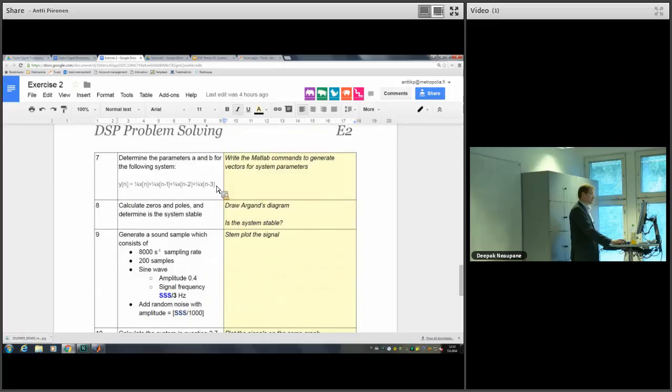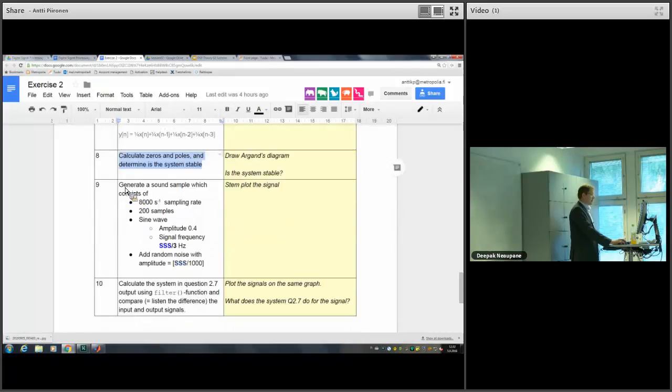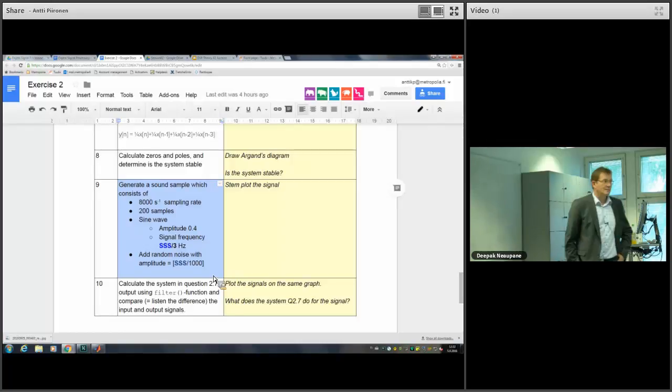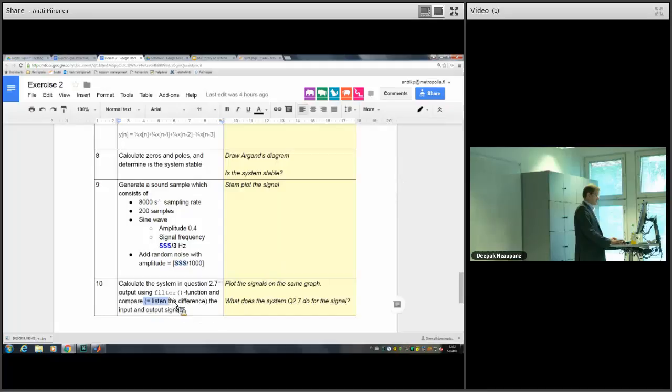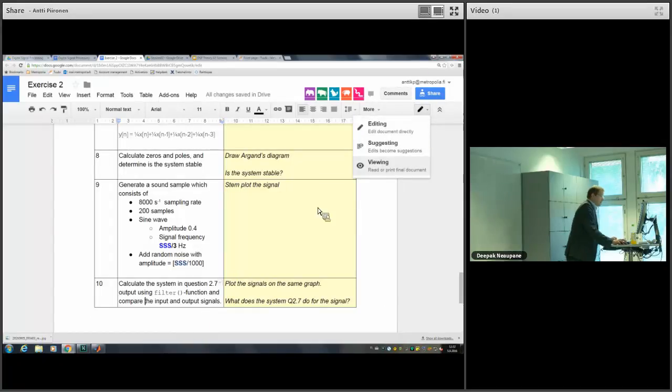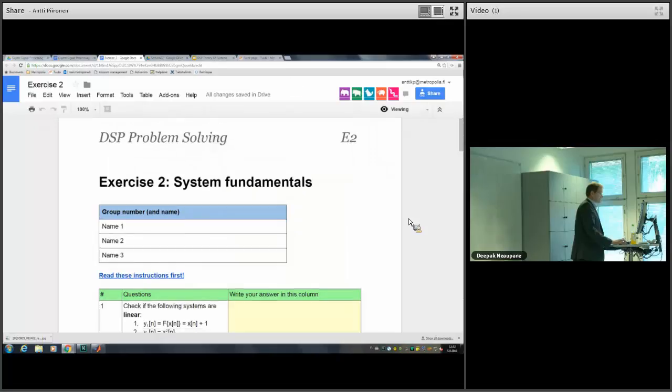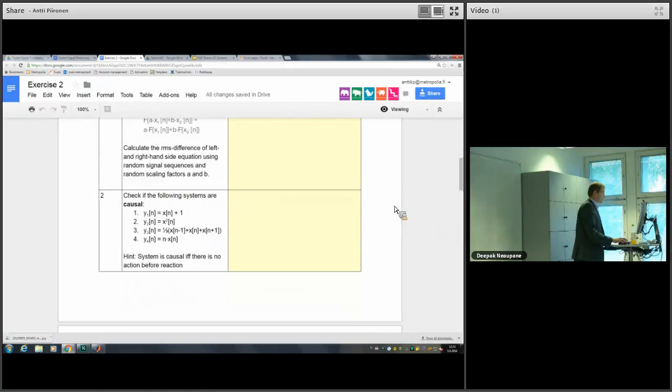Then we have a simple system, with system parameters again, zeros and poles of this system, having the same sound sample or similar sound sample as you had earlier. Not exactly the same, it has some other parameters here. Then I have something funny here. Let me take that one out, compare visually. So that's the system fundamentals thing that we are doing.